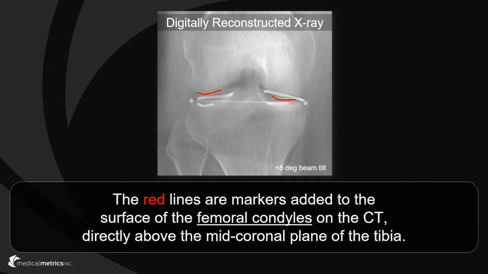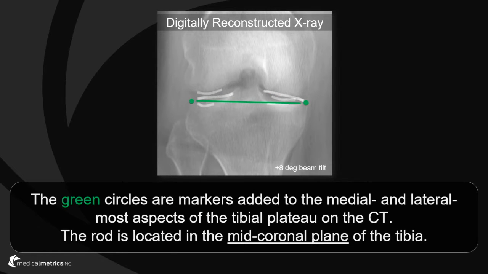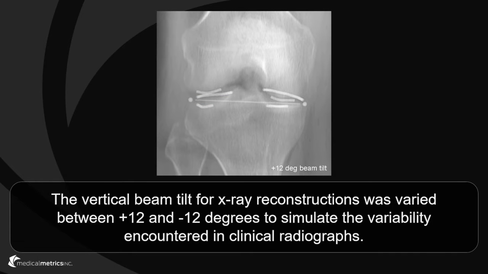The red lines highlight the markers added to the surfaces of the medial and lateral femoral condyles directly above the mid-coronal plane of the tibia. The green circles highlight the markers added to the medial and lateral most aspects of the tibial plateau. The green line highlights the rod added to mark the mid-coronal plane of the tibia. The vertical beam tilt for the digitally reconstructed radiographs was varied between +12 and -12 degrees to simulate the variability encountered in clinical radiographs.